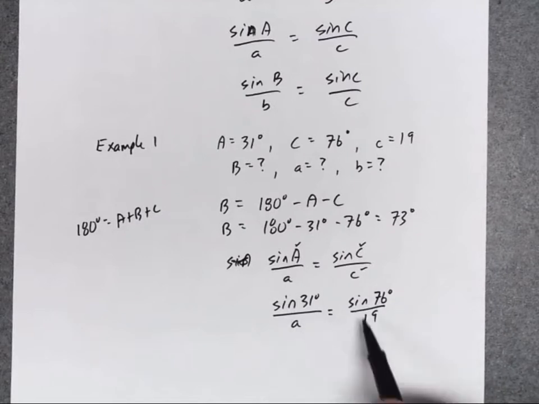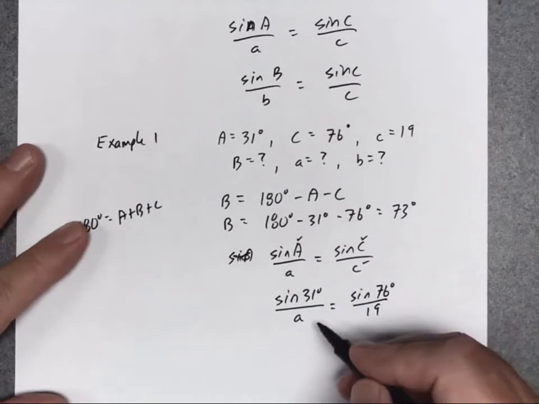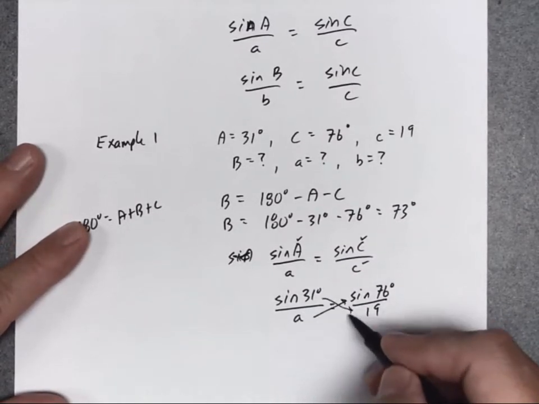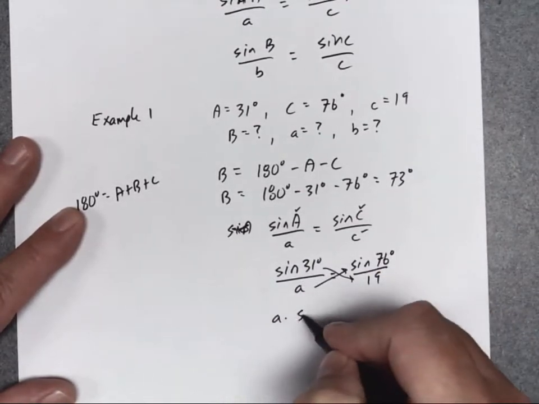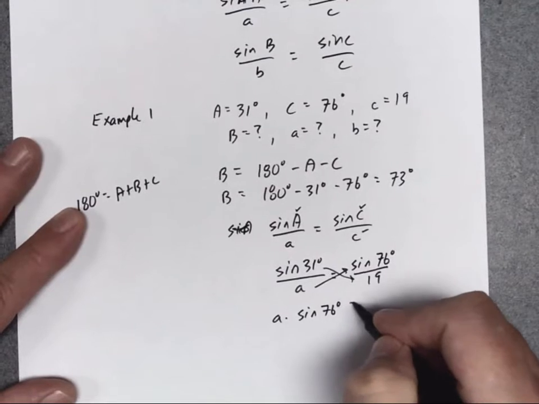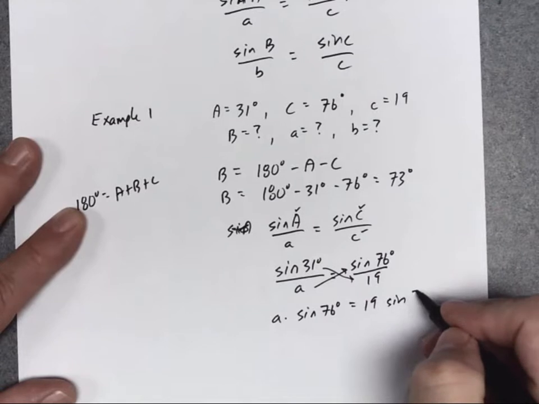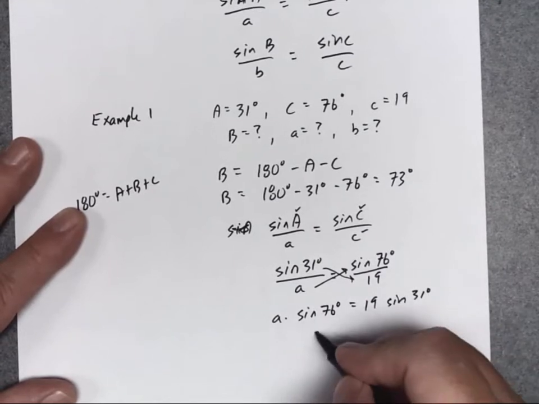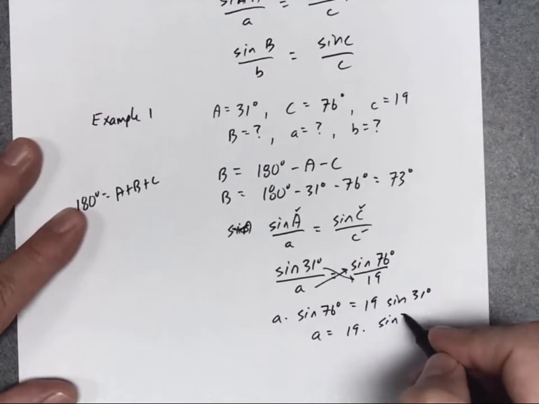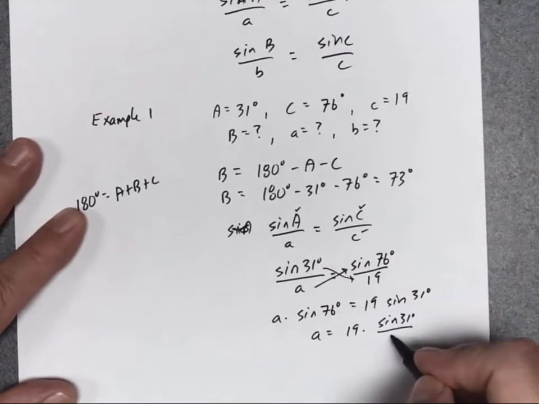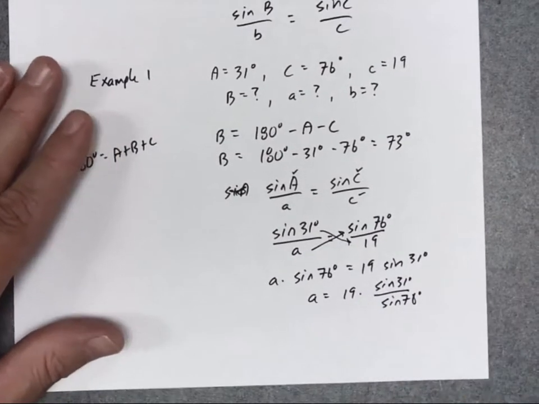So I'm going to rewrite this equation and solve for A. The easiest thing might be to cross multiply. Anytime you have two fractions equal, you can just say A times the sine of 76 degrees equals 19 times the sine of 31 degrees. So to solve for A, A equals 19 times the sine of 31 degrees over the sine of 76 degrees.